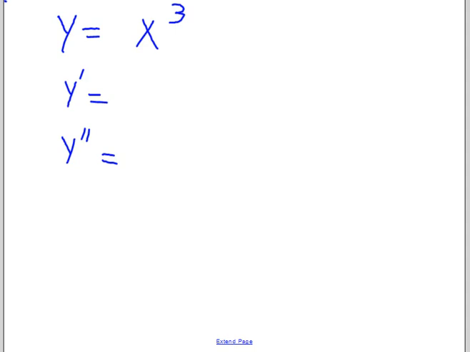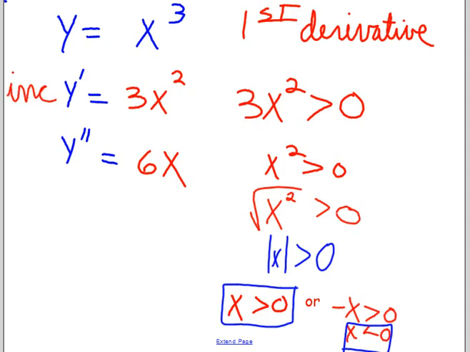So let's first talk about increasing, decreasing. Where's this graph increasing? Where's it decreasing? Increasing, decreasing comes from the first derivative. So I'm going to take the first derivative and see what we get. If I want to find out where it's increasing, I would simply find out where the first derivative is greater than 0. Anywhere the first derivative is positive, the function is increasing.